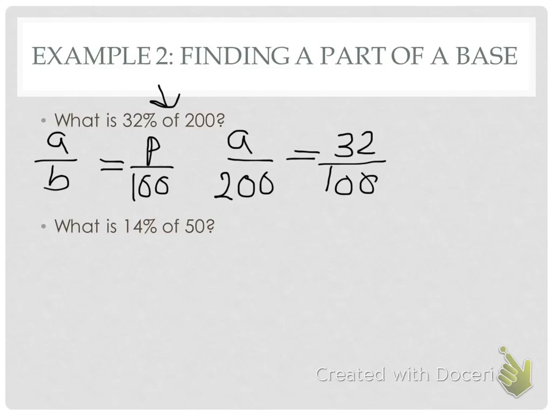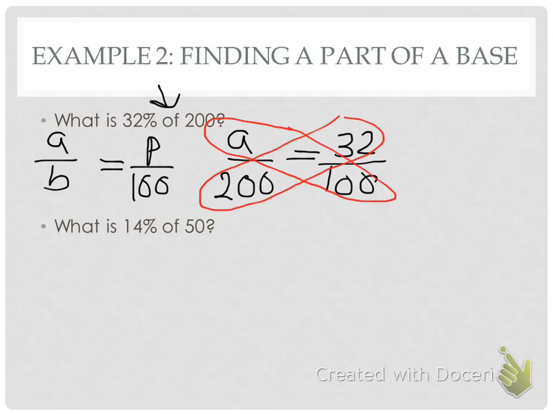Do you see a direct connection between 200 and 100? Yes. What is it? Multiply or divide by 2, right? So you could use equivalent ratios to solve this proportion. For consistency reasons, we're just going to use cross products. But remember, you can use any method to solve these proportions.